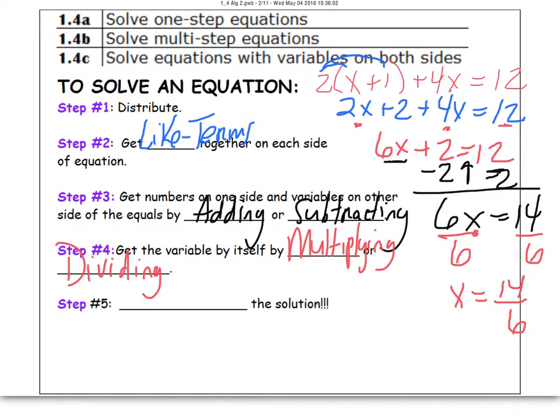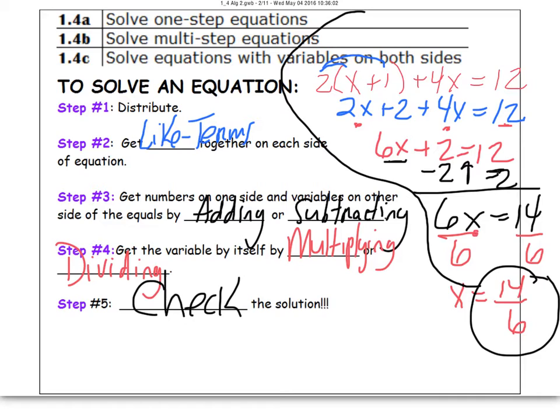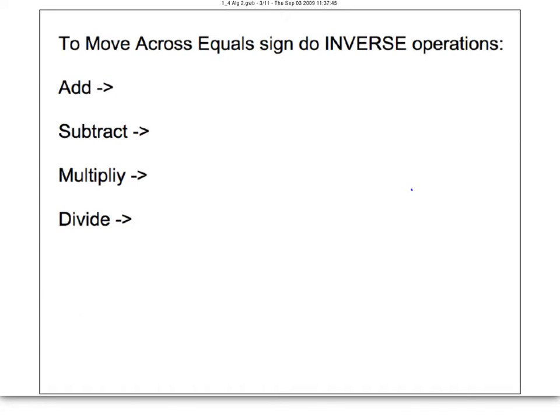The last step, which is not always required on the homework, but you should do this, especially on a test, is check your solution. If I took this answer and put it back in for x, like we just did on the previous slide, if I put it there and there, I would see that this left-hand side should equal 12. So let's formalize more this inverse operation I was talking about.